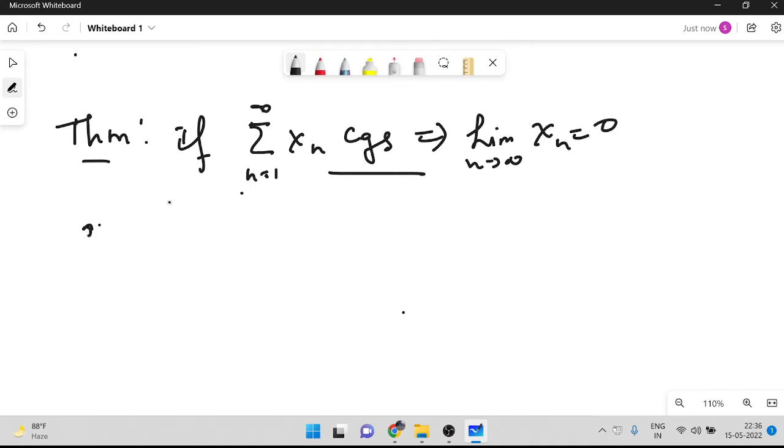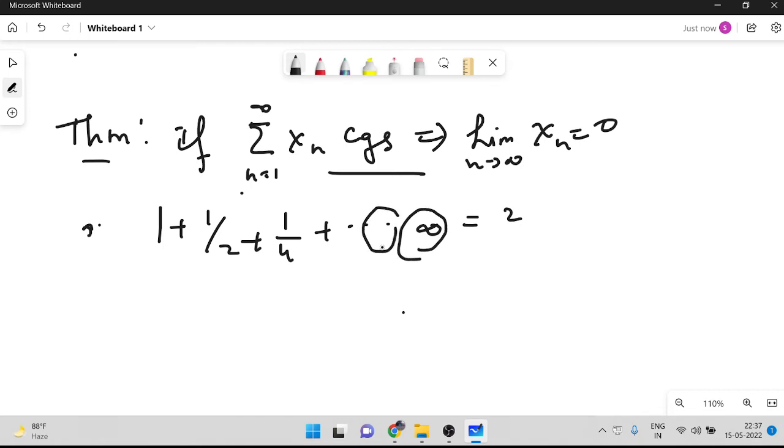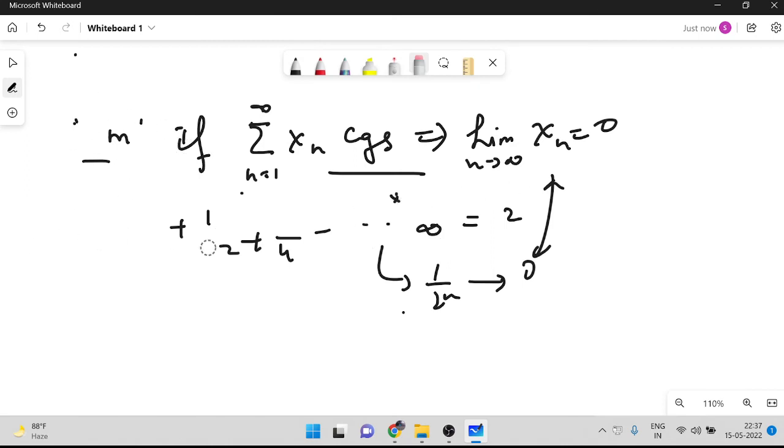So basically, you have a series 1 plus 1 by 2 plus 1 by 4 plus so on till infinity. You know this value, right? It's 2. And it happens because the tail end, 1 by 2 power n, is going to 0. So if the nth element does not tend to 0, we will have some finite value, and some finite value times infinity is infinity. Hence the summation does not converge. Basic stuff.